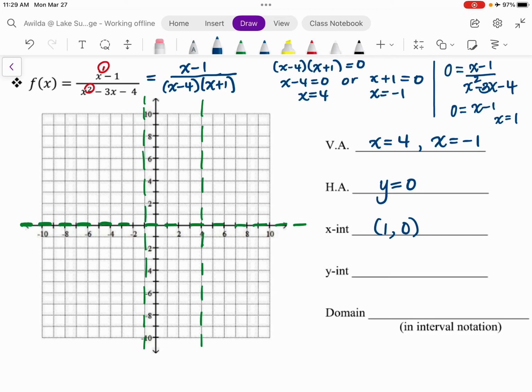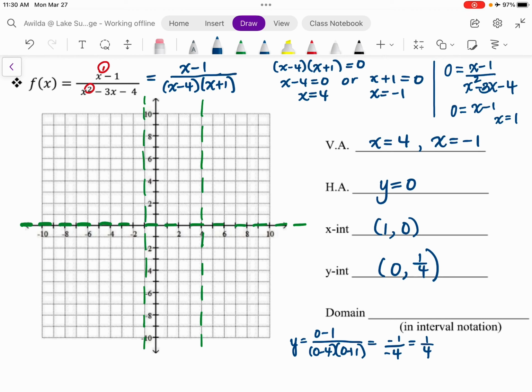For y-intercepts, we would set x equal to 0. And so by setting x equal to 0, we have y equals 0 minus 1 in the numerator, then 0 minus 4 times 0 plus 1 in the denominator. So we get negative 1 in the numerator, and then we get a negative 4 in the denominator, so we get positive 1/4. So we have one y-intercept at the point 0, 1/4.